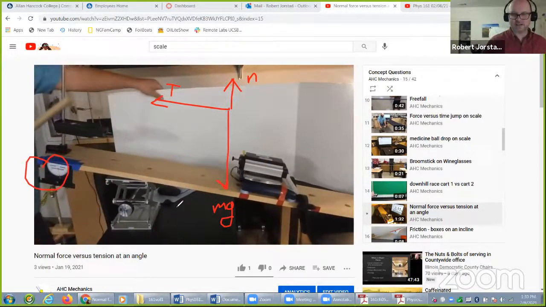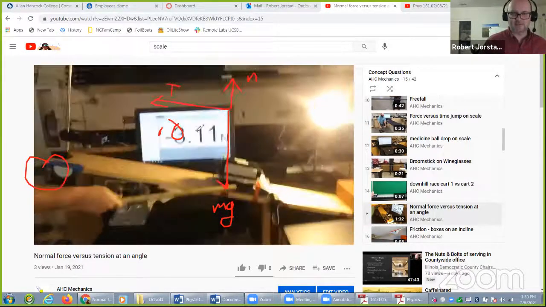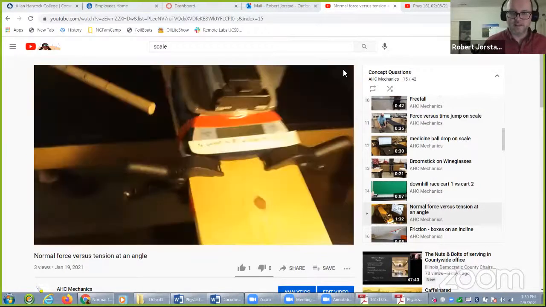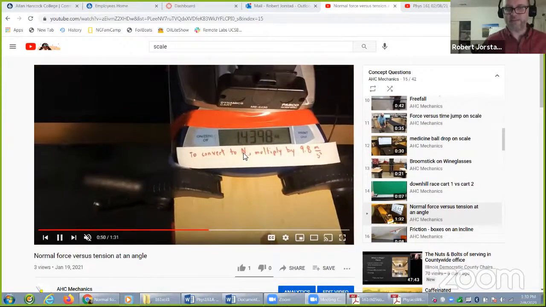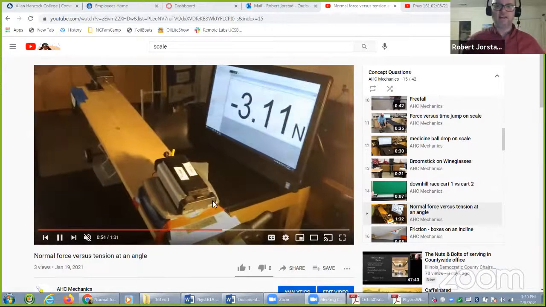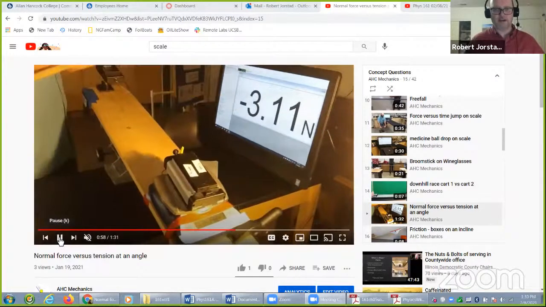I'm going to lift this up in just a second. Notice this, if you ignore that minus sign, gives you the tension magnitude. That is the scale reading. That basically gives you the normal force. If you multiply that number by 9.8, you get the normal force. So again, ignore that minus sign.